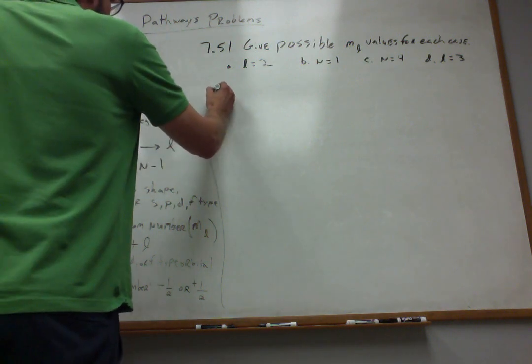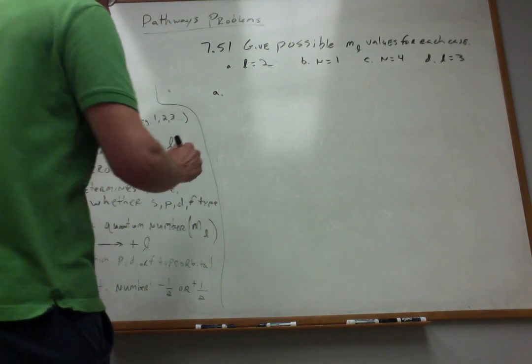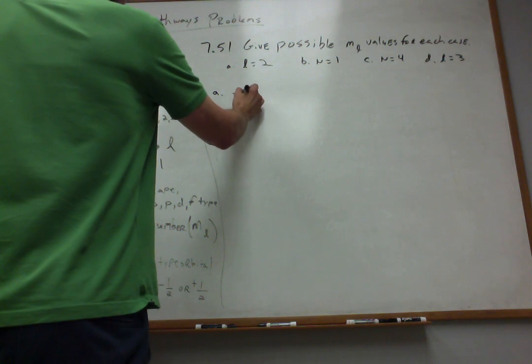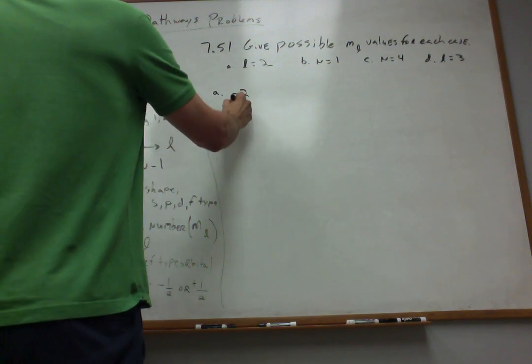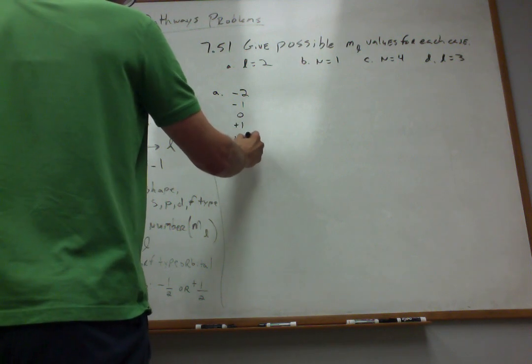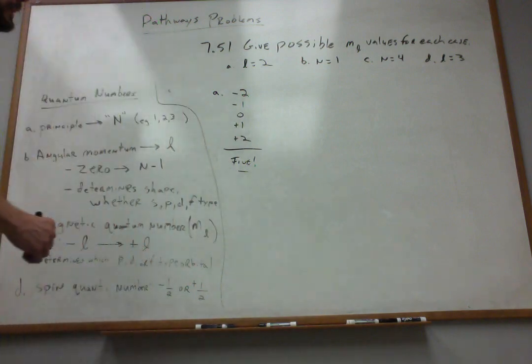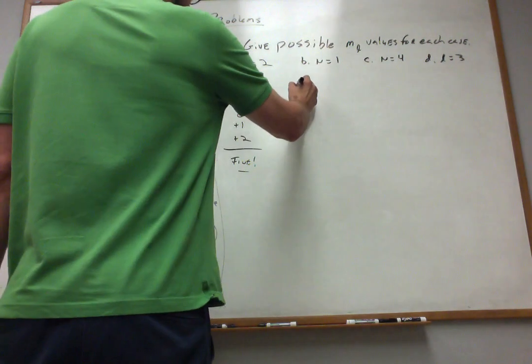So for instance, for A, I need to figure out how many possible m sub l are possible. I basically just follow the rules. So it's minus L to positive L using all integers in between, inclusive of 0. Okay? So since L is 2, it's minus 2, minus 1, I include 0, plus 1, plus 2. There are 5 possibilities there. Okay? Now what about B?